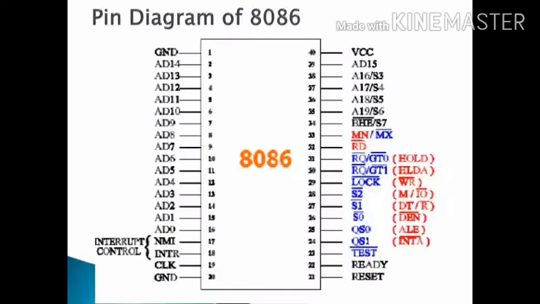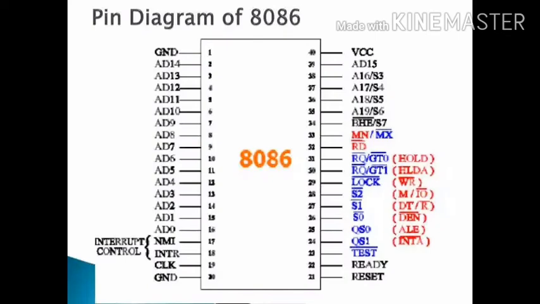So pin number 30 is hold acknowledge, HLDA, and pin number 31 is hold request. So HLDA, hold acknowledge, is related to pin number 31, hold request. These are used when we are using direct memory access, and hold is used whenever there is a DMA operation which is required by some input output device.